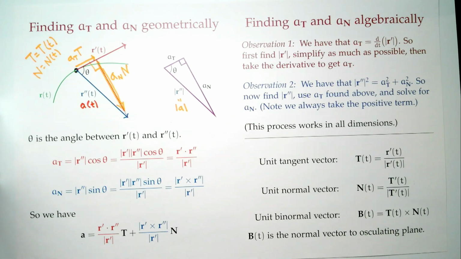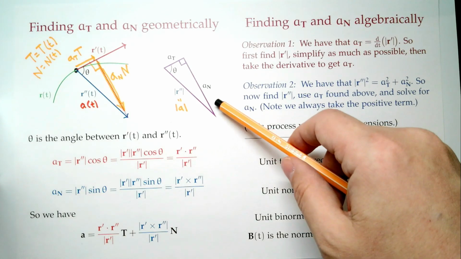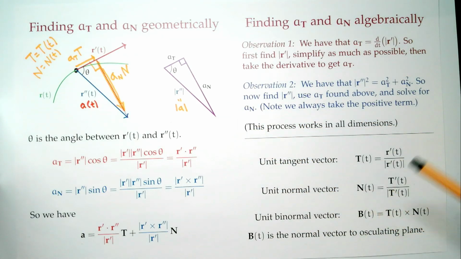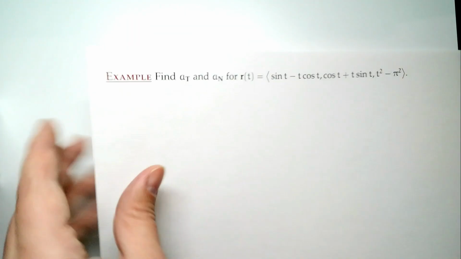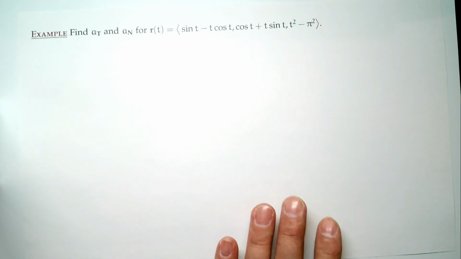Okay. Well, let's do some examples here. So is a sub n the same thing as N as a function of t? No. A sub n is a magnitude. Capital N is a direction. All right. So, here's an example.